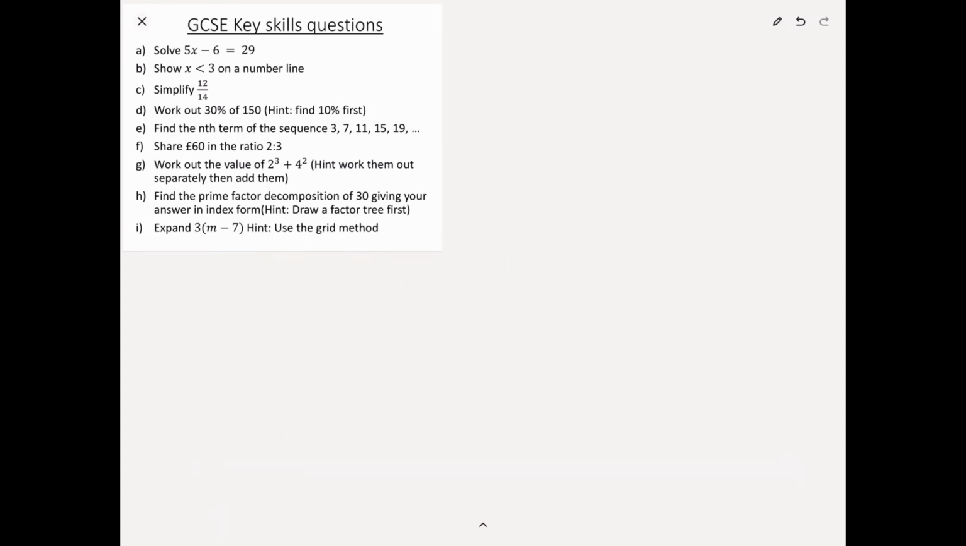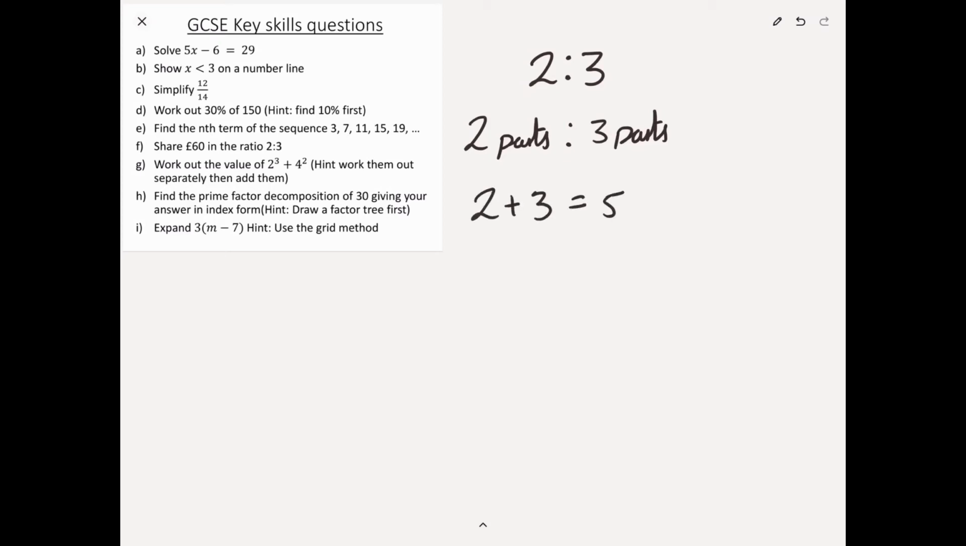Right, question F, sharing £60 in the ratio of 2 to 3. Well, that's 2 parts to 3 parts. What we're going to do with those two is add them together, the 2 parts and the 3 parts, so we get 5 total parts.